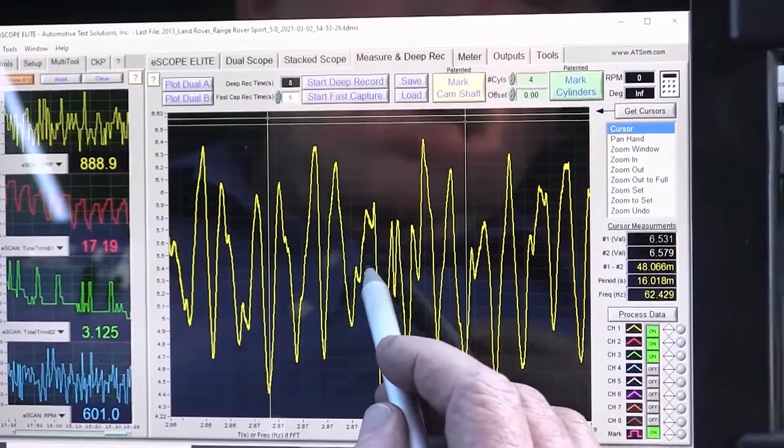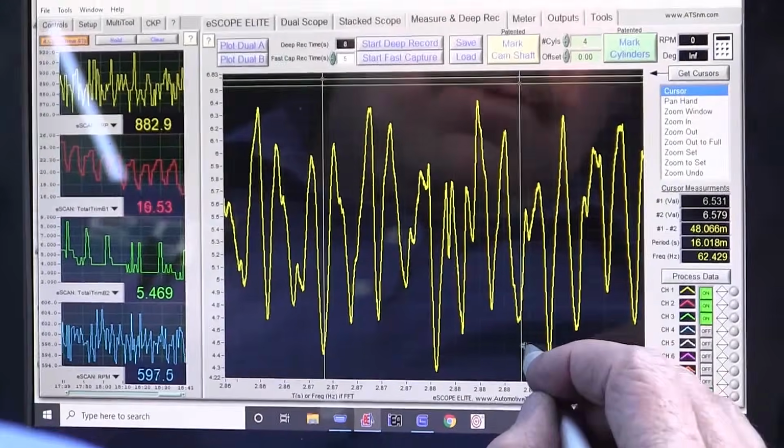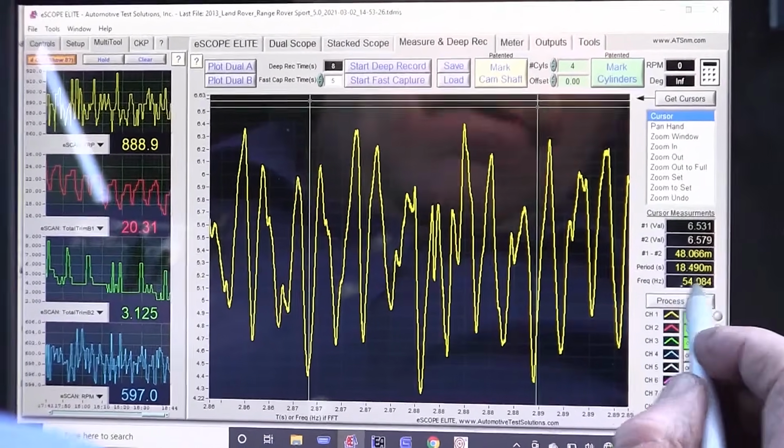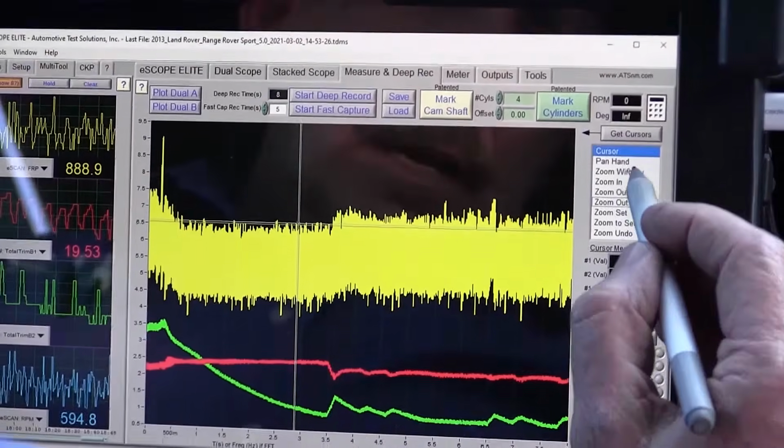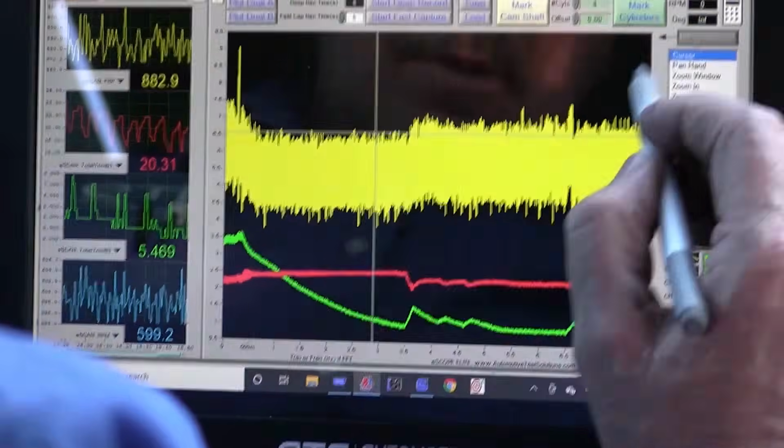1, 2, 3, 4, 5, 6, 7. I need one more. 8. 54. So we're in the same spot again. We didn't change. So I'm going to come back over here. We're going to move a cursor.